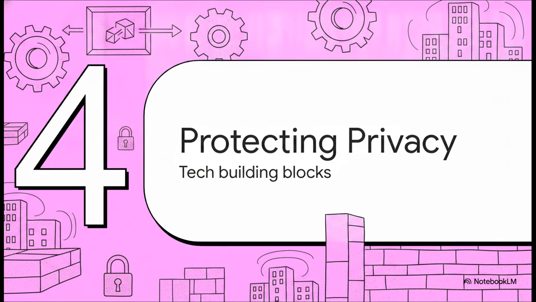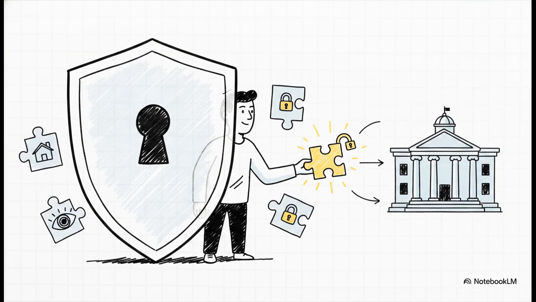Let's look at how this actually translates into concrete, tech-level protections for citizen privacy. The first crucial building block is identity. Instead of forcing citizens to use big tech logins, which instantly exposes their activity to advertisers, you can implement self-sovereign identity, or SSI. It acts like a digital bouncer.